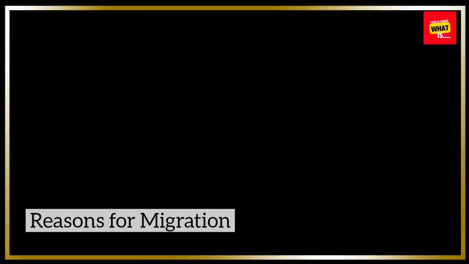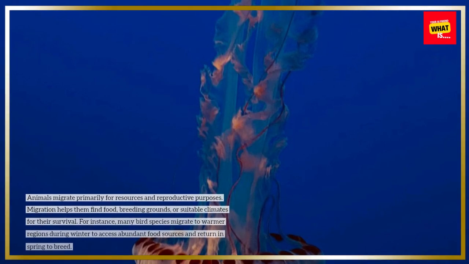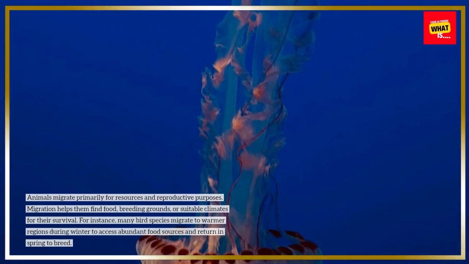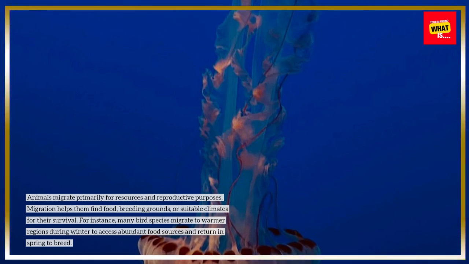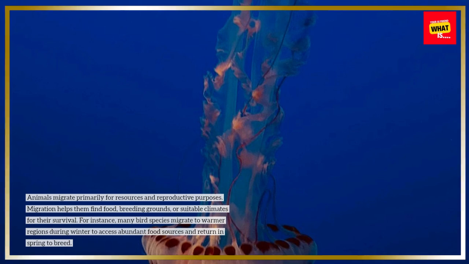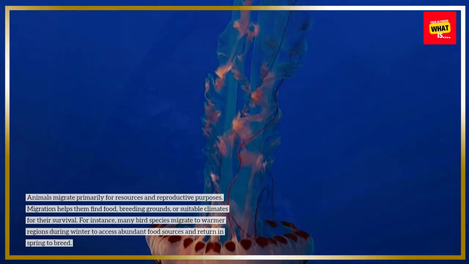Reasons for migration. Animals migrate primarily for resources and reproductive purposes. Migration helps them find food, breeding grounds, or suitable climates for their survival. For instance, many bird species migrate to warmer regions during winter to access abundant food sources and return in spring to breed.